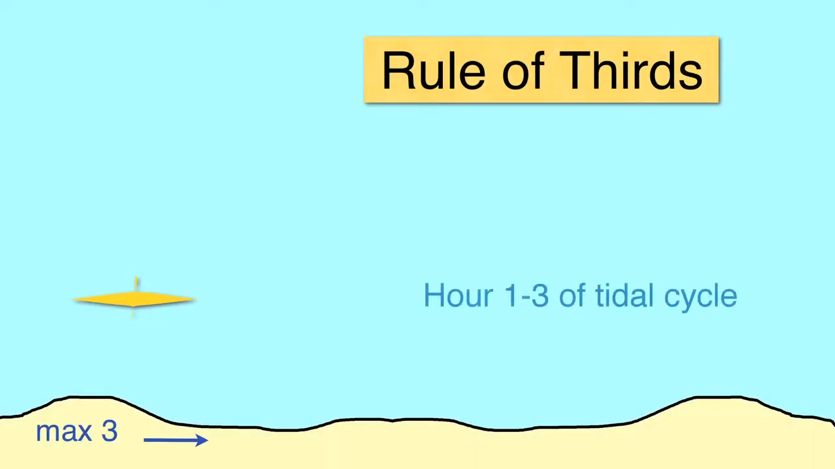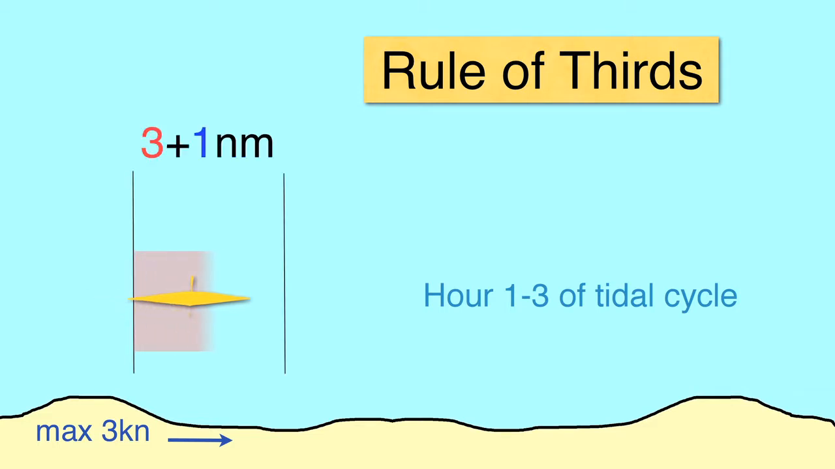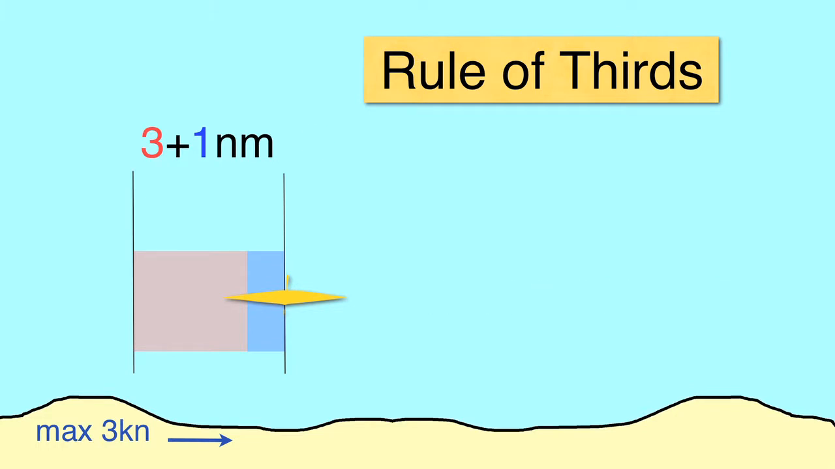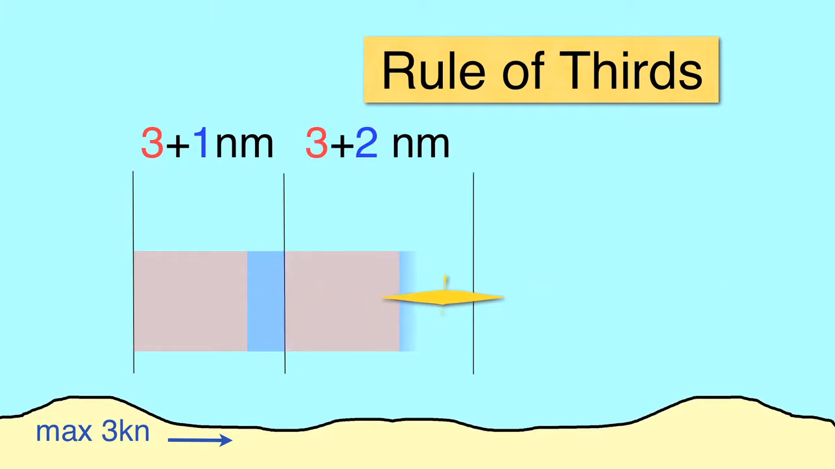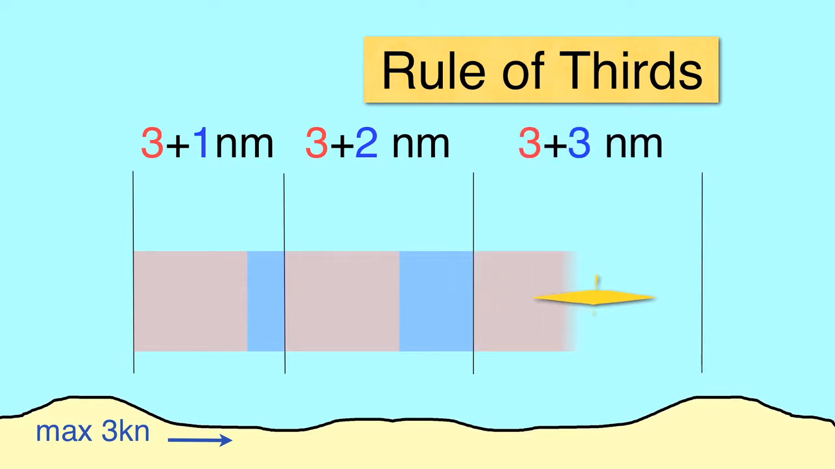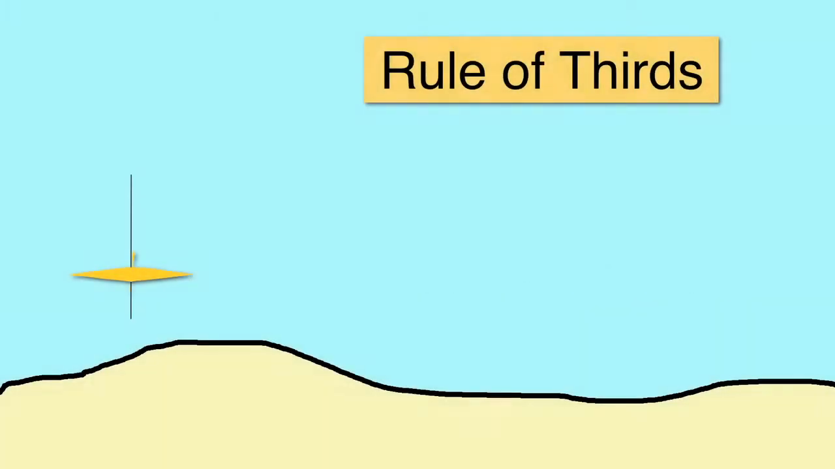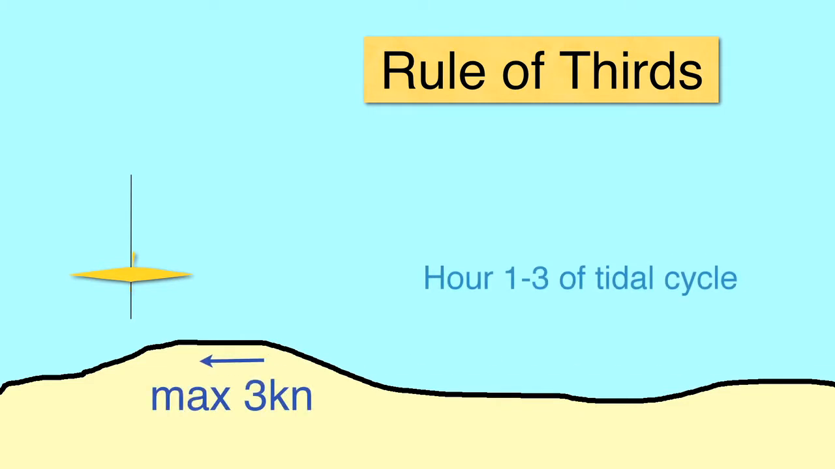So if we paddle at 6 kilometers an hour, roughly 3 knots, then in the first hour we'd paddle 3 nautical miles and drift 1 nautical mile, covering 4 nautical miles. In the second we'd paddle 3 nautical miles and drift 2, covering 5. In the third hour we'd paddle 3 and drift 3, covering 6 nautical miles. We've used the tidal stream to our advantage, covering more ground in a given time than we would just by paddling.